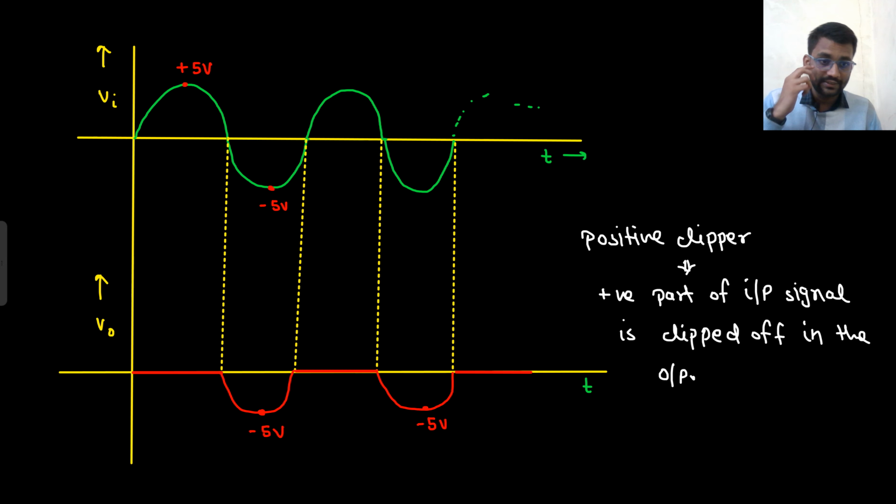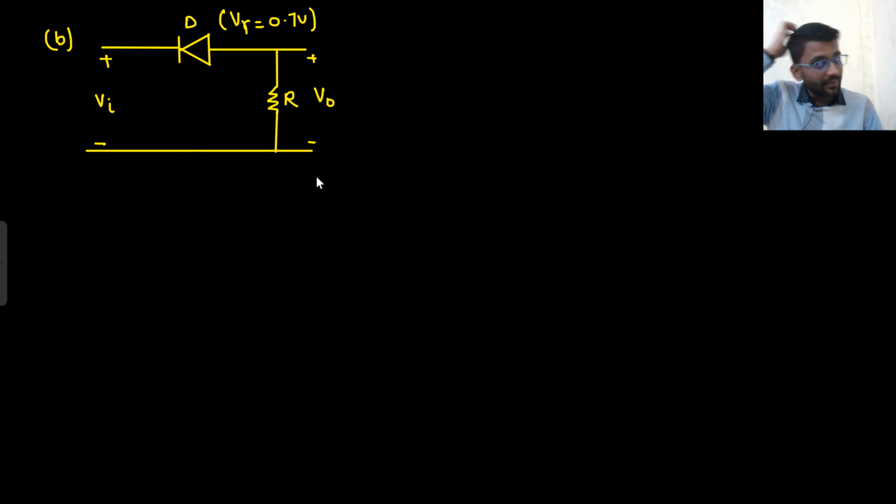Okay, let's move on to the next circuit. This is the same circuit, but the diode is not ideal this time. The diode has some cut-in voltage. I have told you one simple method to solve a diode circuit with cut-in voltage. If you remember, what you do is take the battery out of it and solve the problem.